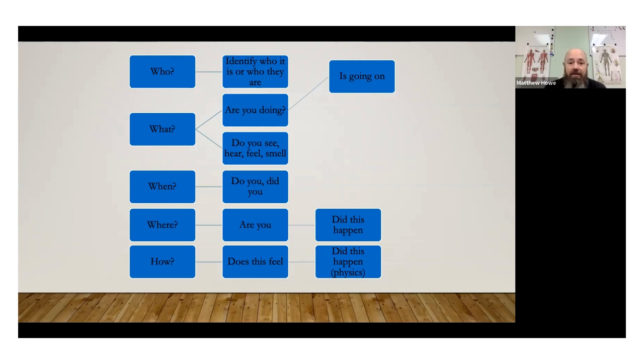Where in your body do you notice this? If they're in the middle of a flashback, where are you? If it's a headache, where are you when the headaches show up, right? If your headaches only show up at work, well, maybe that's a thing. And then when did this happen? When did this first start, right?